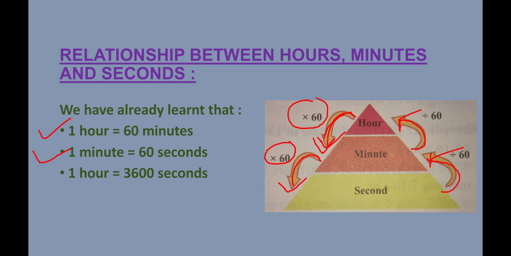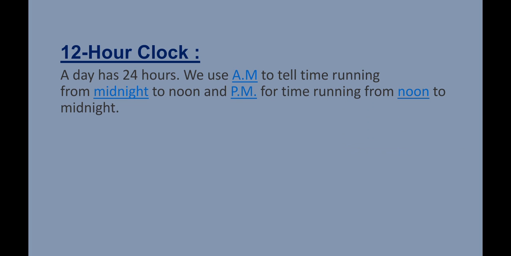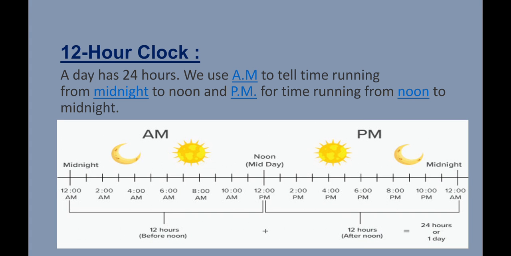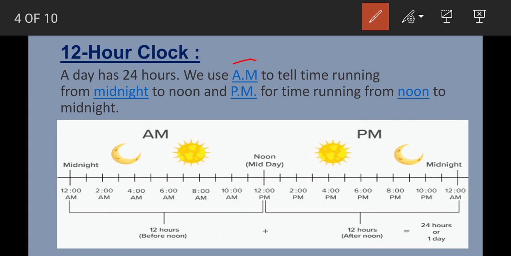Now come to the 12-hour clock. As we know, a day has 24 hours. We use AM to tell the running time from midnight to noon. We can say that AM is from midnight to noon, from 12 midnight to noon, and this period is known as the morning time, that is AM.